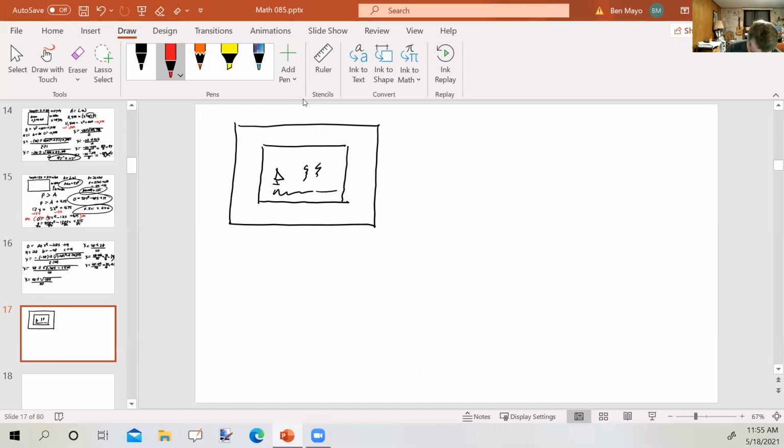Now, what else do they tell us? They tell us that this distance from here to here is 5 inches, and this distance from here to here is 4 inches. Well, those are the dimensions of the picture, not the frame, but the picture. So the area of the picture is what? 4 times 5 equals 20 square inches.